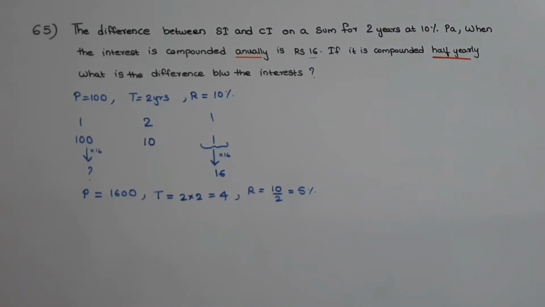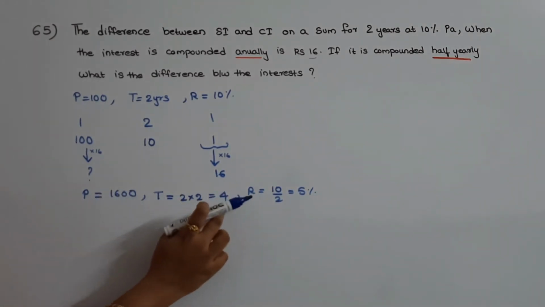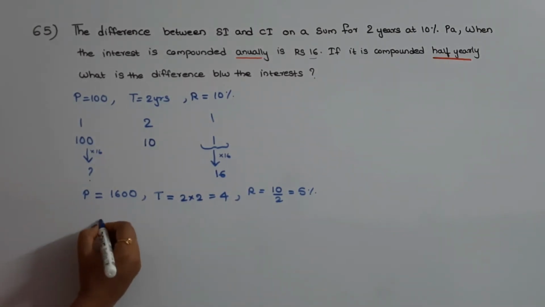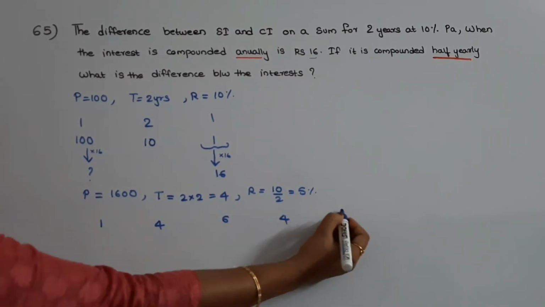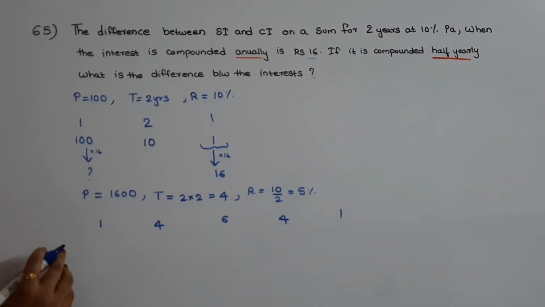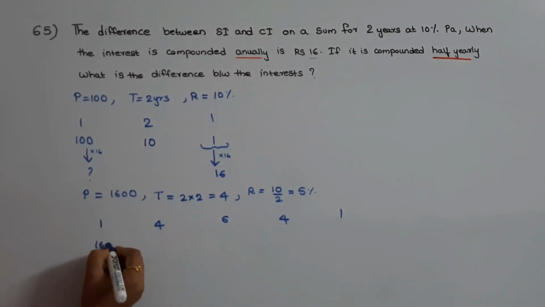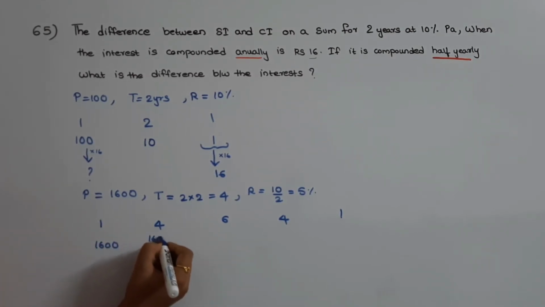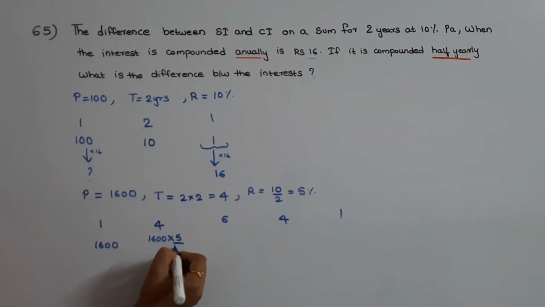Okay. Now let us do Pascal's triangle method with the time period 4 years. So when the time period is 4 years, we need to write 1, 4, 6, 4, 1. Below this 1 we need to write down the principal, that is 1600. Below this 4 we need to write this 1600 into R by 100. R is now 5, 5 by 100. That will be equal to 80.